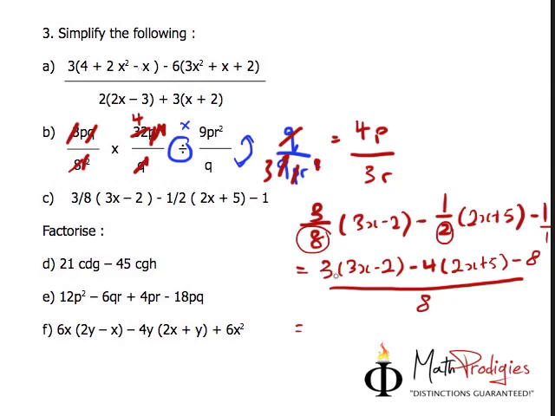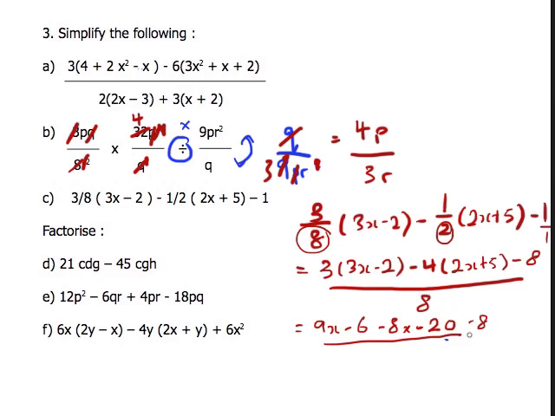So from here, just open it up. 3 times 3 gives you 9x, minus 6, minus 8x, minus 20. What else do we have? Minus 8, over 8. So what are you left with? 9x minus 8x gives you x, minus 6, minus 20, minus 8. That gives 26, 34.